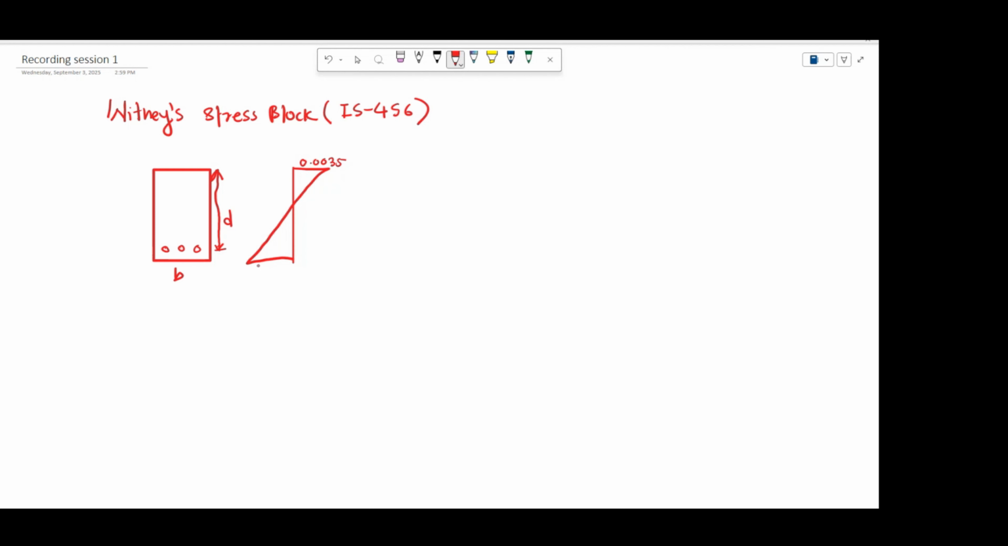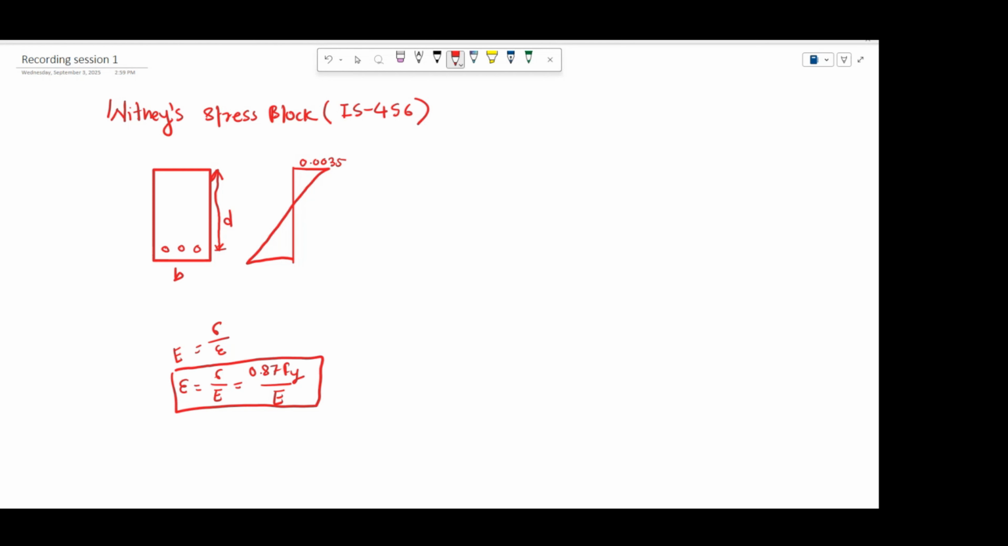So, strain in steel: as we know, stress upon strain is always equal to your Young's modulus. So if we want to calculate the strain, how will we calculate that? Stress upon E. And as we know, the stress in the steel will be 0.87 Fy upon E. So this will be the strain which will be coming in steel.